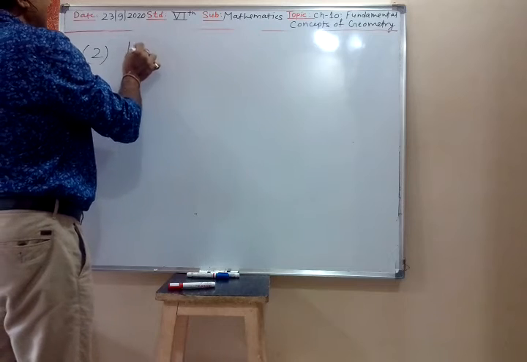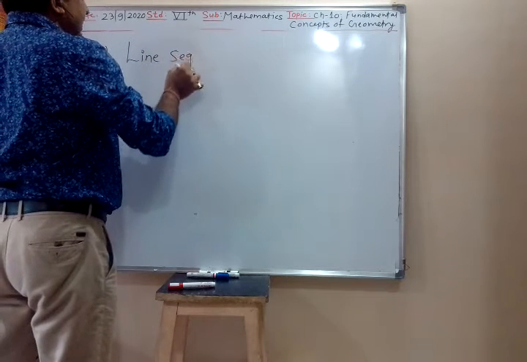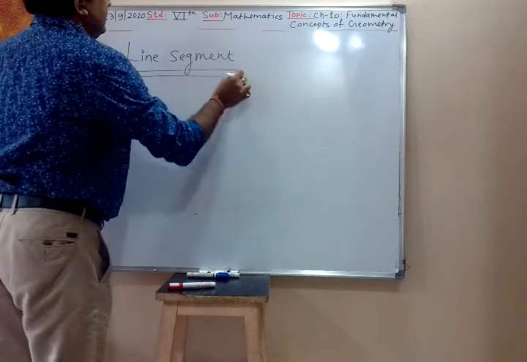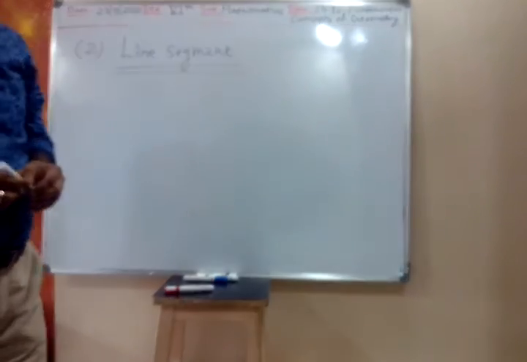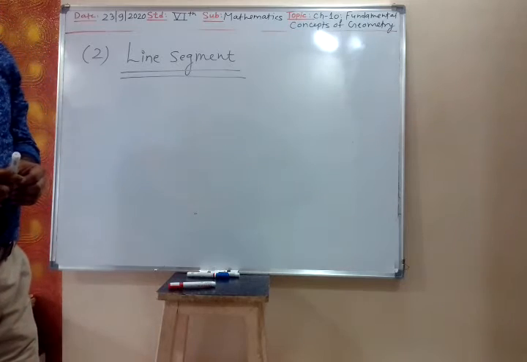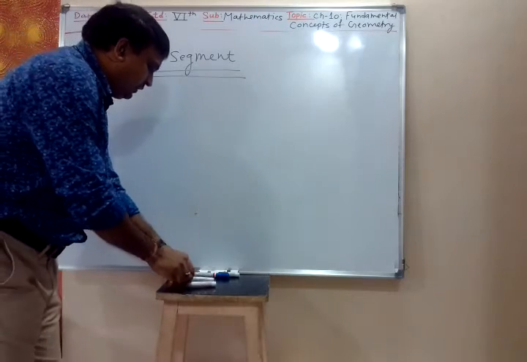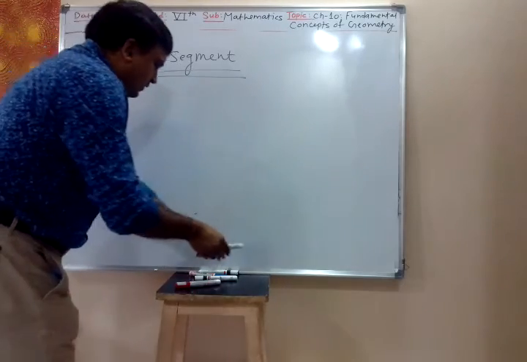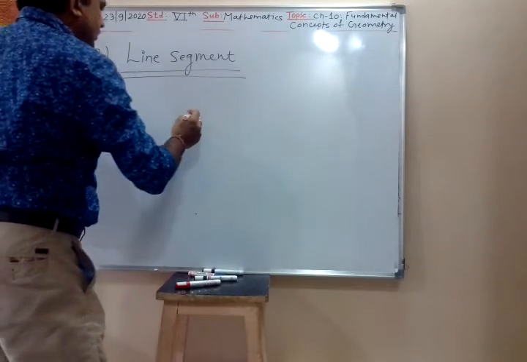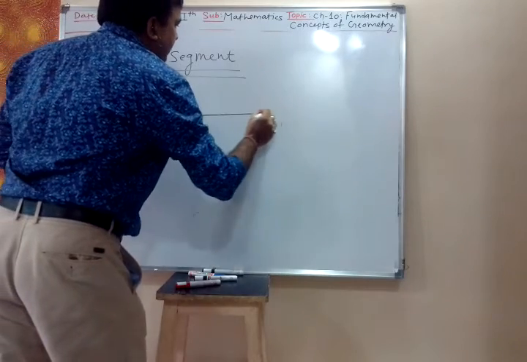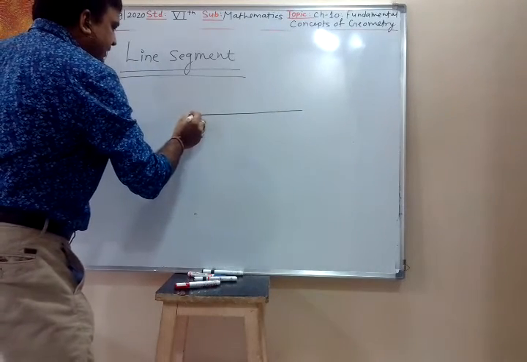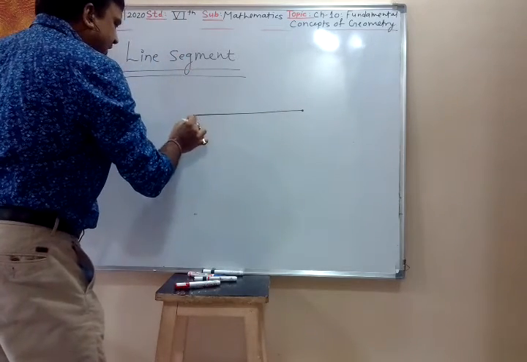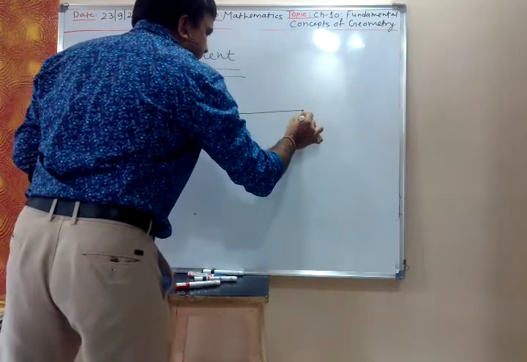Now second is line segment. Let us see the line segment. Now what is a line segment? We have one line. At this end there is one dot, at this end there is one dot. This end we write A, and this end we write B.